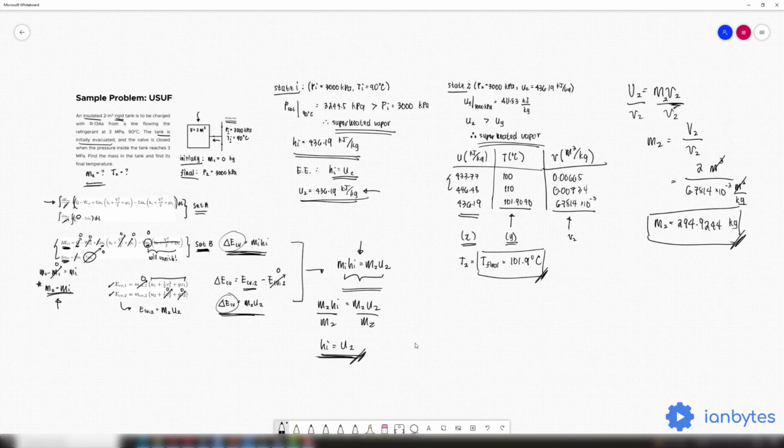This is the entirety of our solution at kung makikita ninyo mula sa ating napaka-komplikadong energy and mass balance equations, nakapag-derive tayo ng napakasimpleng governing equation na siyang tumulong sa atin para ma-solve ang problem na ito.